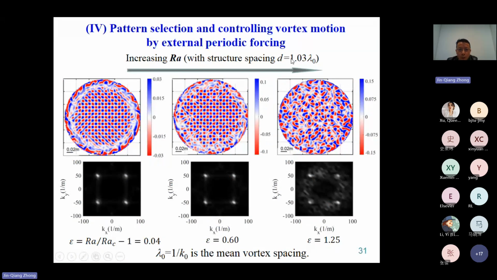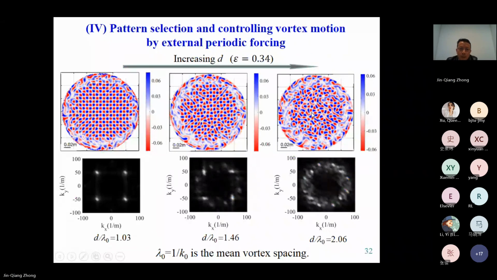In the experiment, there are two controlling parameters, the Rayleigh number and the horizontal spacing of the cylinders. We first choose a constant cylinder spacing d, which is close to the mean vortex spacing lambda 0. When we increase the reduced Rayleigh number, we found the vortices change gradually from a regular lattice to a random distribution. On the other hand, if we fix the Rayleigh number but increase the cylinder spacing, we see the motion of the vortices also change from a stationary state into a freely random moving state.